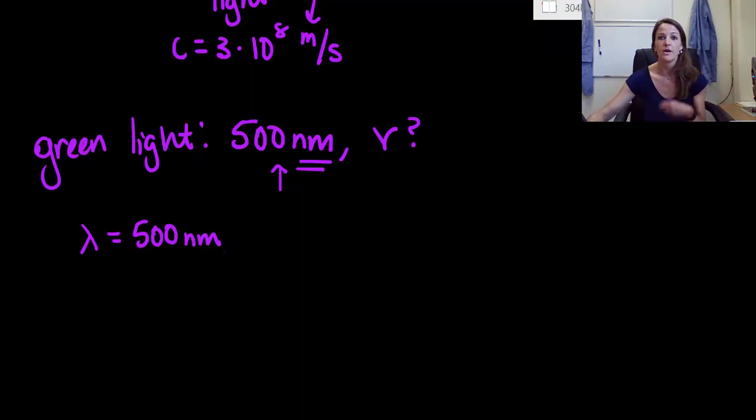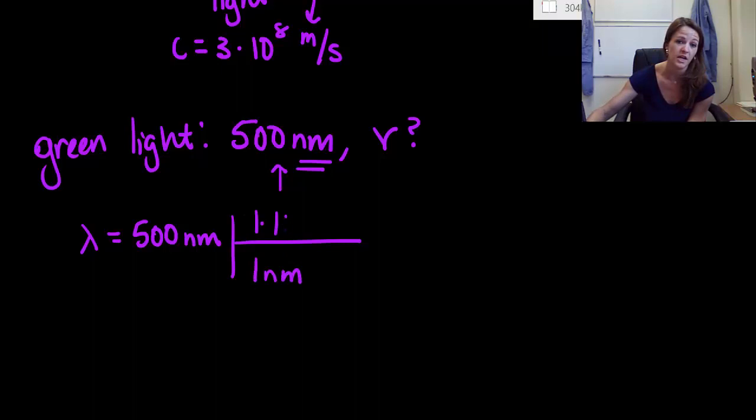However, when we're talking about nanometers or wavelength, we absolutely must get that in terms of meters. So we're going to convert from nanometers to meters. So we know that for every 1 nanometer, we have 1 times 10 to the negative 9th meter. So they're really, really small. So this is equal to 5 times 10 to the negative 7 meters.